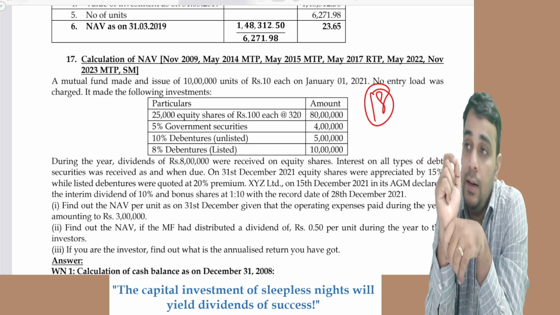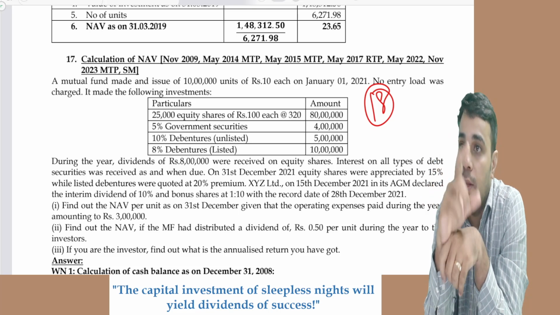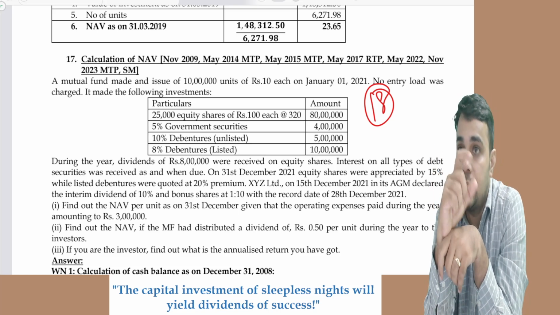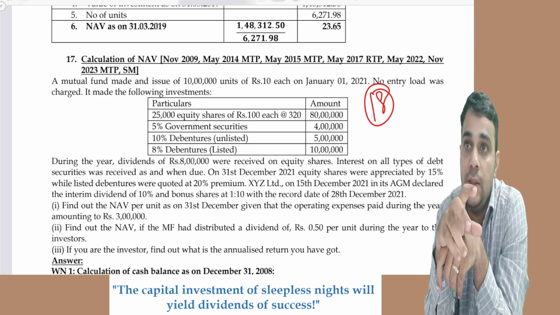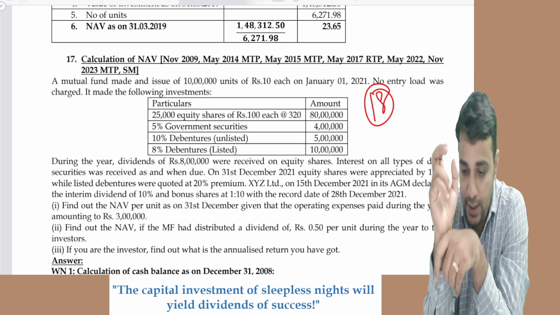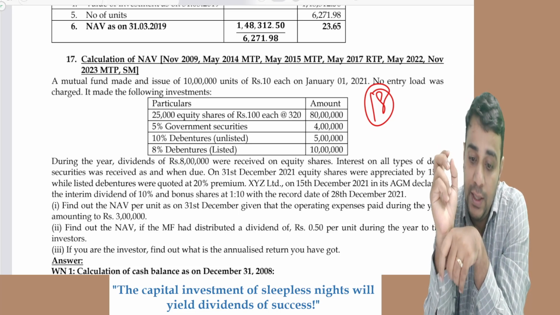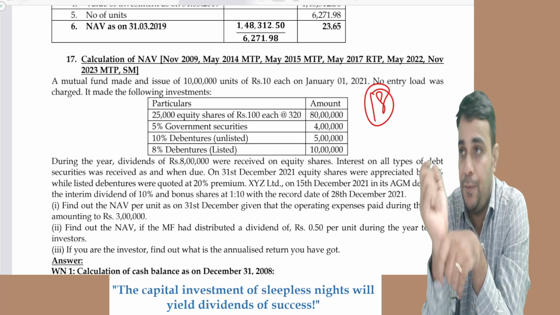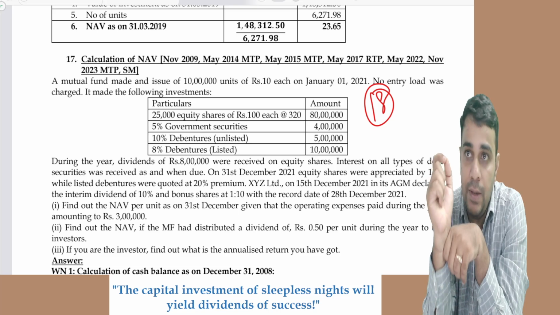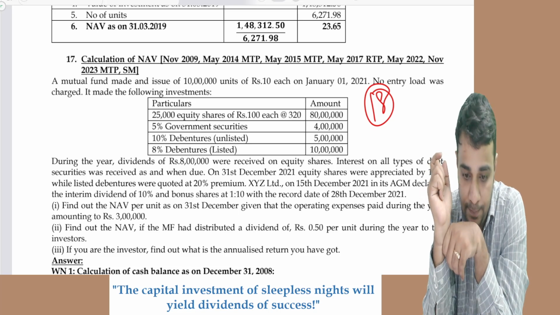During the year, dividend of 8 lakh was received. That is an inflow in the cash book. Interest on all types of debt instruments was received as and when declared. Also an inflow in the cash book. On 31st December 2021, equity shares appreciated by 15%. Listed debentures were quoted at 20% premium. This is to do the NAV calculation on the last day.